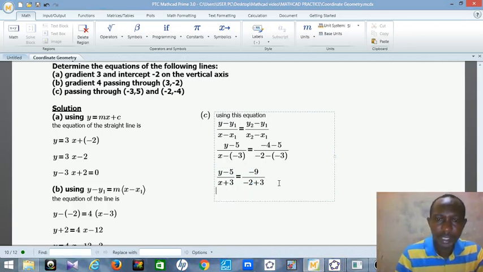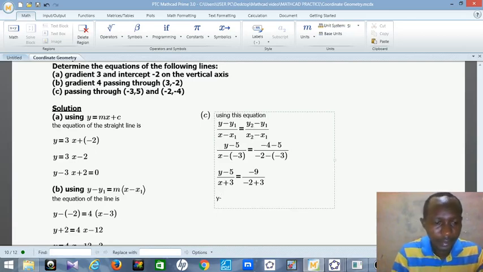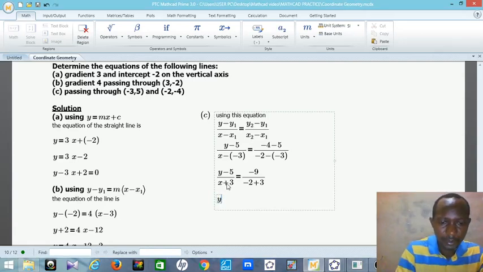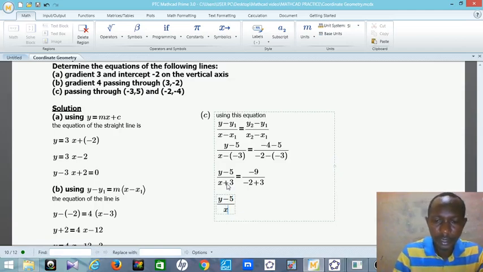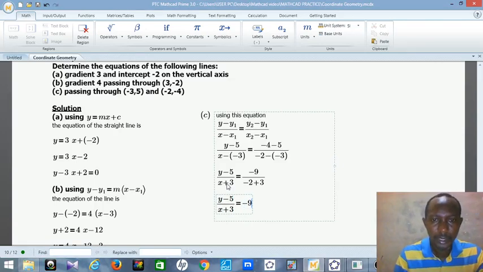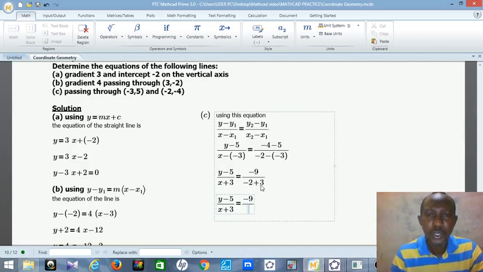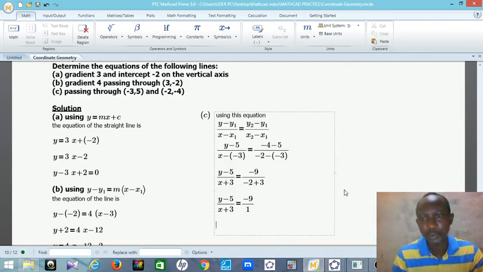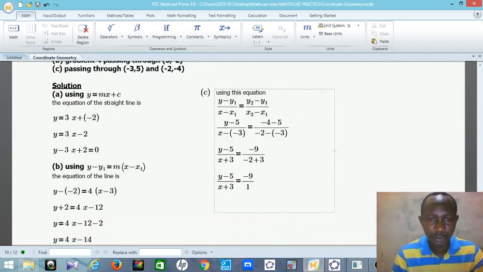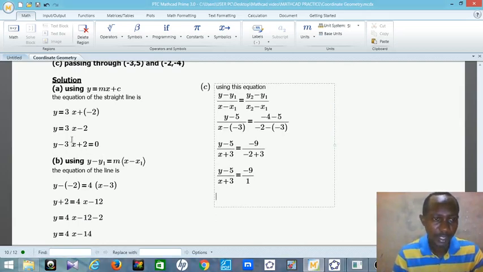Okay. Then in our next line, we still have y minus 5 divided by x plus 3, which is equal to minus 9 divided by, so minus 2 plus 3 is going to give us 1. Then the next thing for us to do is to cross multiply. So when we cross multiply, we now have our answer in this kind of form.